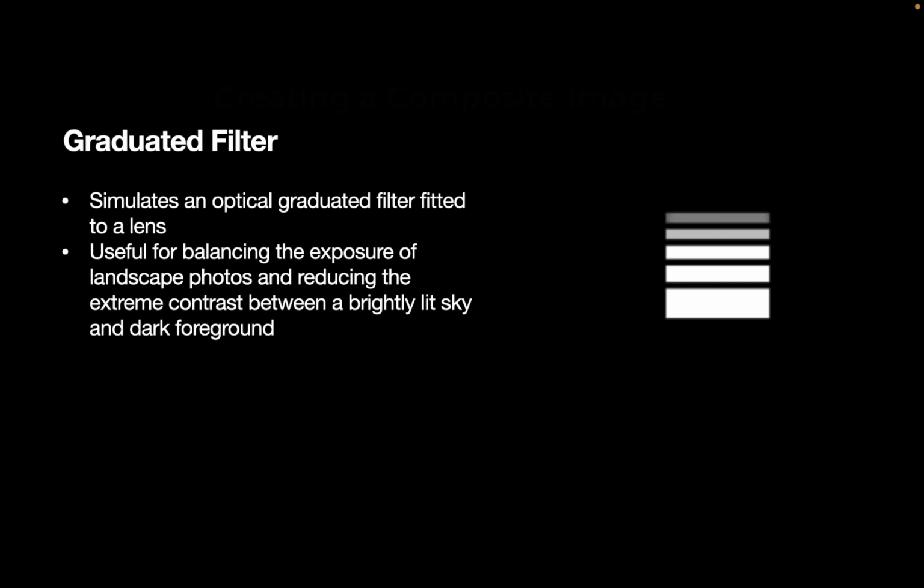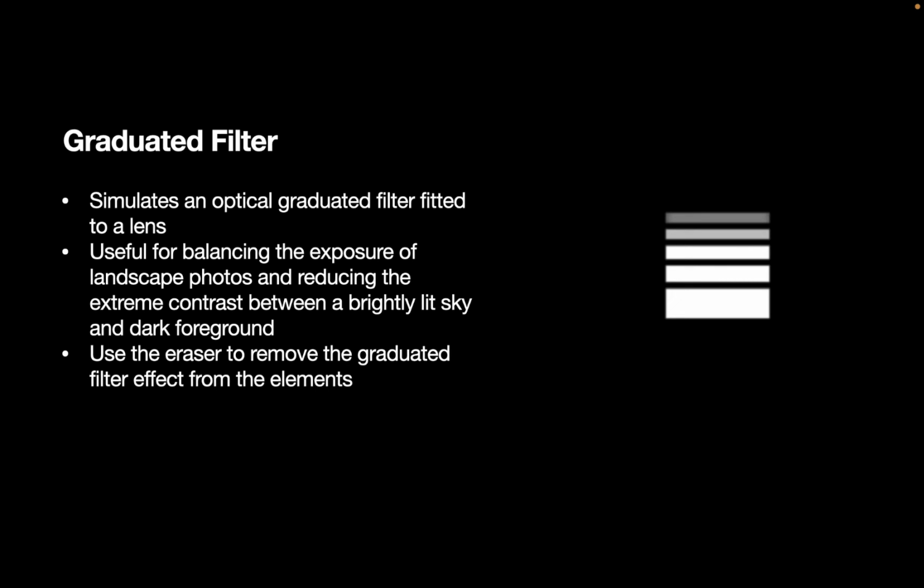At number 5 is the graduated filter. The graduated filter simulates an optical graduated filter fitted to a lens. It is useful for balancing the exposure of landscape photos and reducing the extreme contrast between a brightly lit sky and a dark foreground.